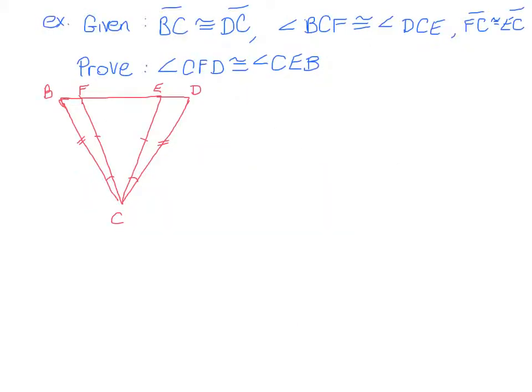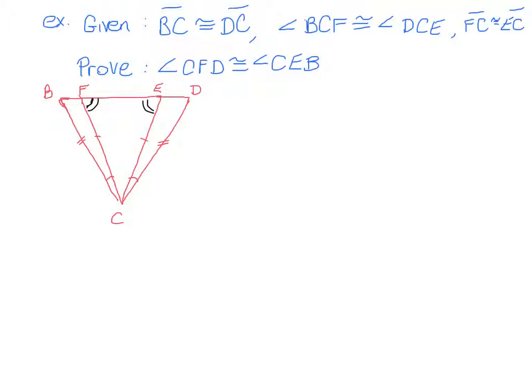Okay, so let's try a two-column proof that involves the side, angle, side postulate. In this example, we are being asked to prove that two angles, angle CFD and angle CEB, are congruent to each other. I'm going to use a different color to mark those angles because we don't fully know that unless we've proved it. So we have CFD here, and we have angle CEB over here. Those are the two we're being asked to prove.